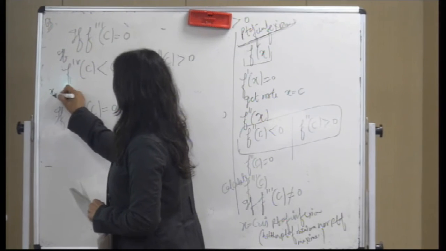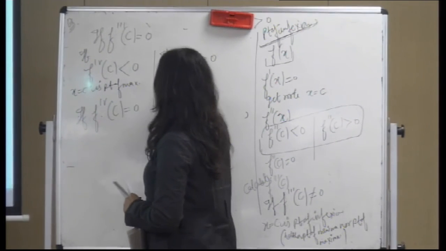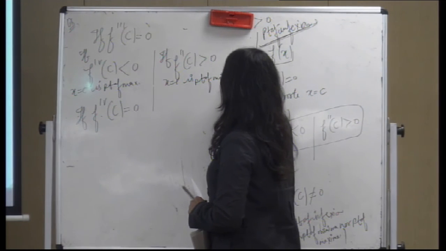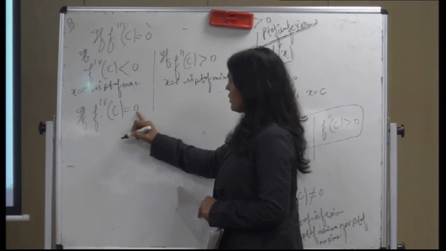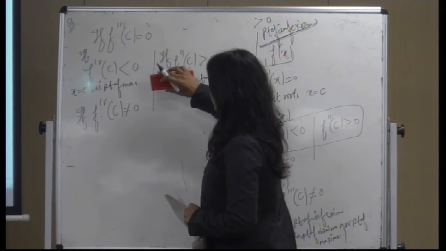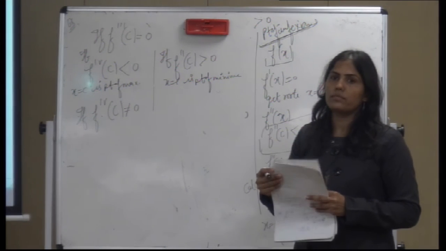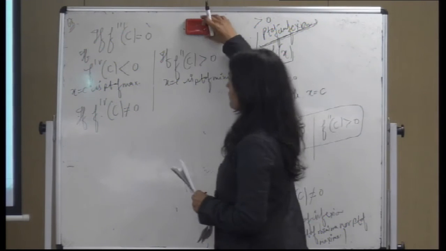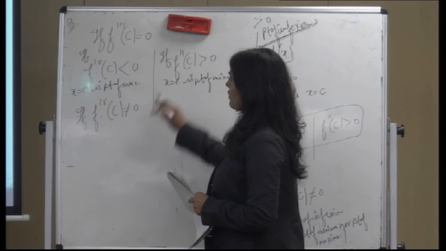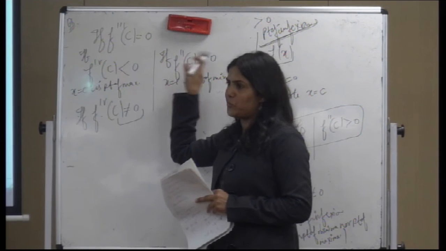So in such a situation, x equal to c is a point of maxima, and here it will be a point of minima. If it is non-zero, then what will happen? If it is non-zero, then what can you say? No, if it is non-zero, then 100% it will be either less than 0 or greater than 0.